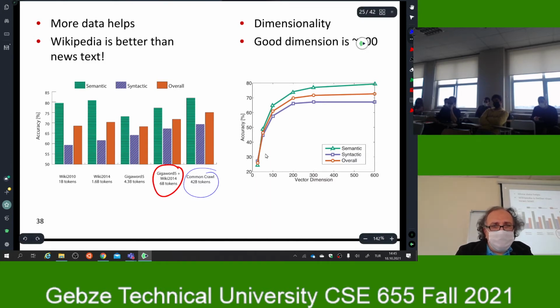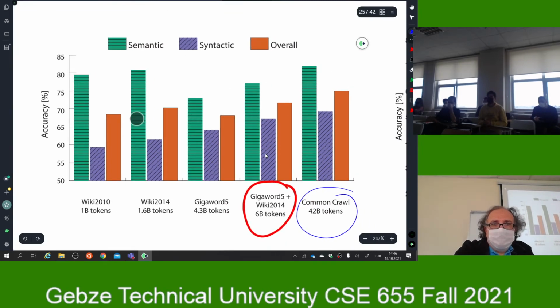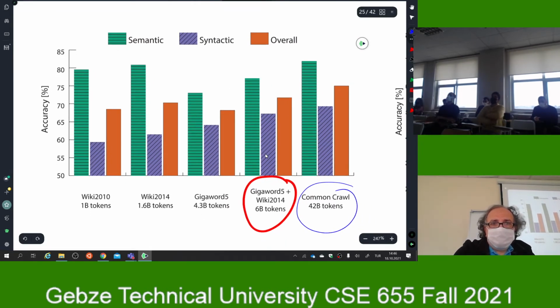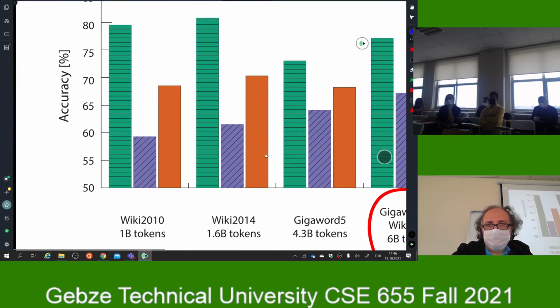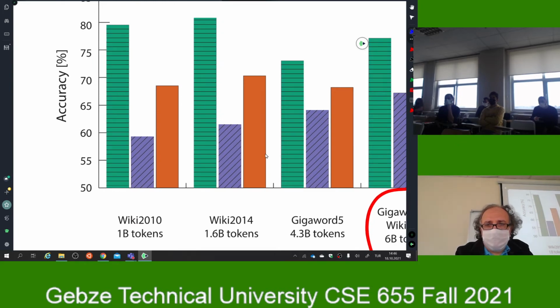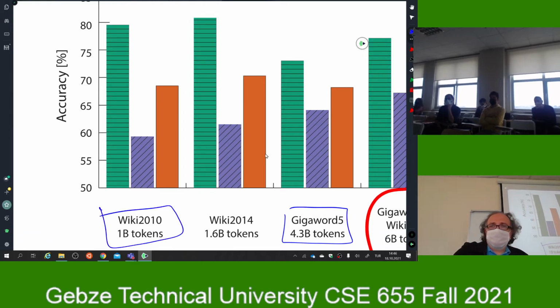What do you think the real reason is between these two? By the way, this is semantic, this is syntactic, this is overall. Let's look at this one. As you see, the number of words is much larger here than the Wikipedia ones. Why do you think that this is not doing as well as even 1 billion Wikipedia tokens?